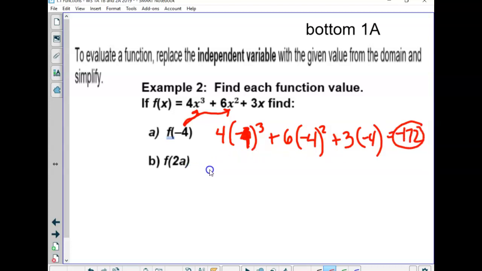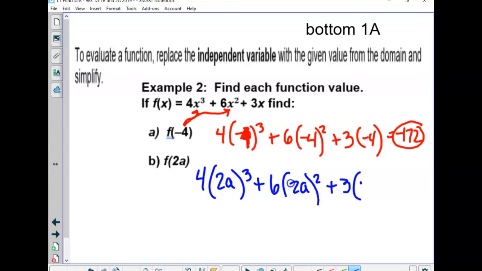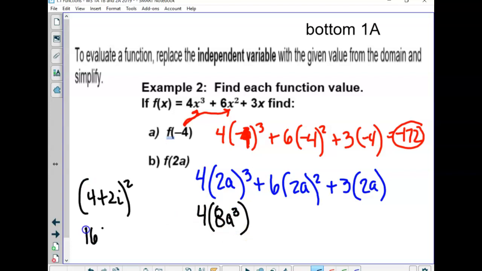Okay, what happens when we put a 2a in? Oh, all of a sudden everybody gets it wrong, right? So it's 4 times (2a) cubed plus 6 times (2a) squared plus 3 times 2a. Okay, it's pre-calc. Unless it's horrendous, I'm going to expect you to simplify. So 4, what's 2 cubed? 2 cubed is 8 and a cubed. Why can I do that, when yesterday it said this, and you can't just square them and get 16 plus 4i squared?